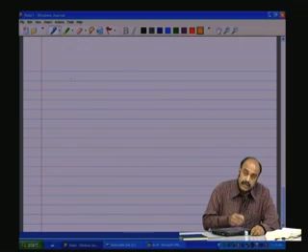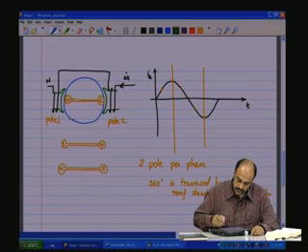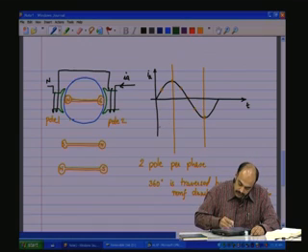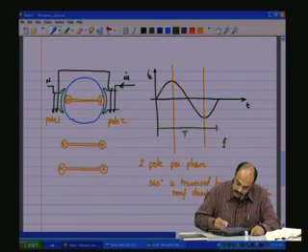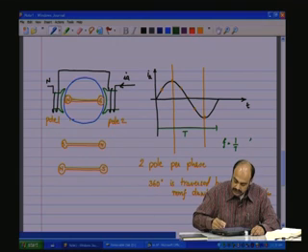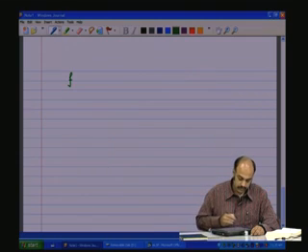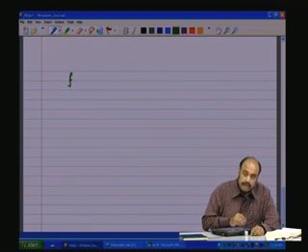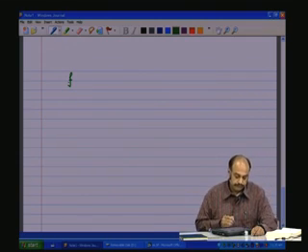So now let us say the current wave has a frequency f. That is, this current wave here has a time period of t, and the frequency f is equal to 1 by t. So in our case, f is equal to 50 hertz because it's a 50 hertz mains in our country. So f is the frequency of the sine wave.